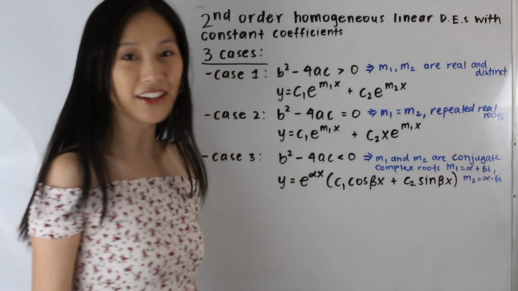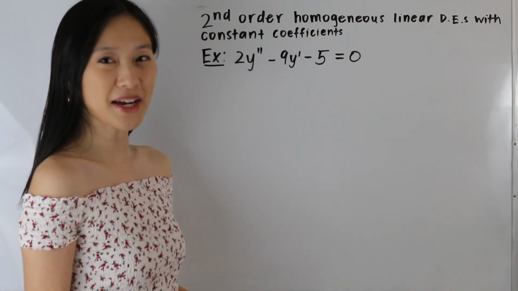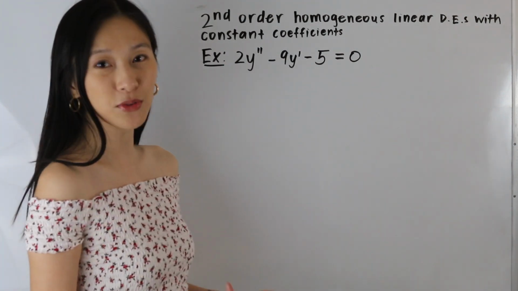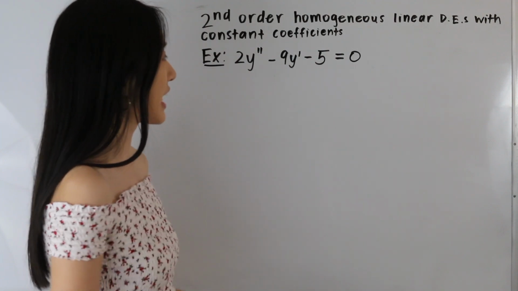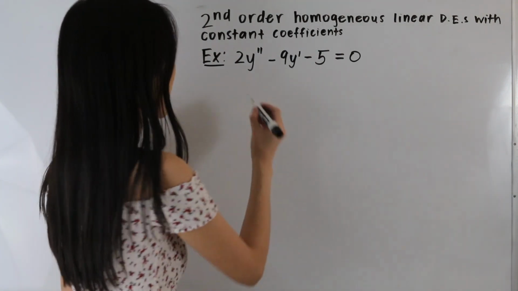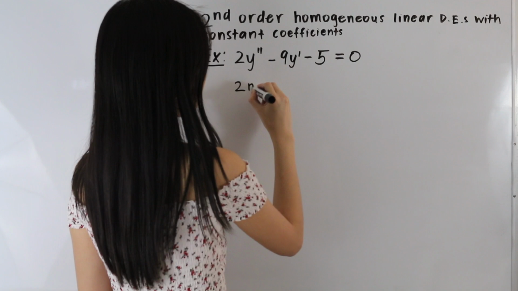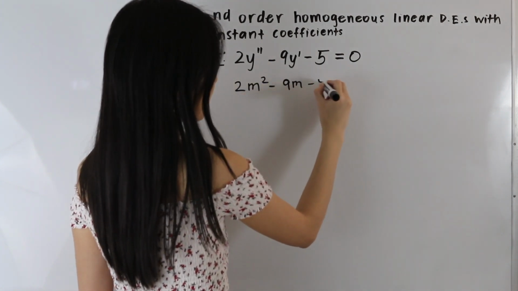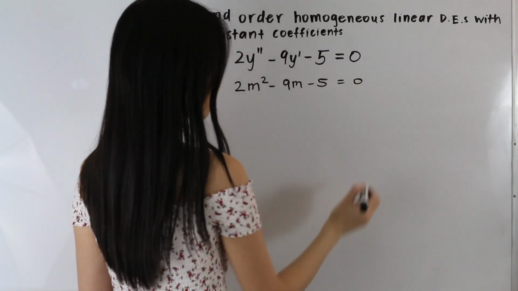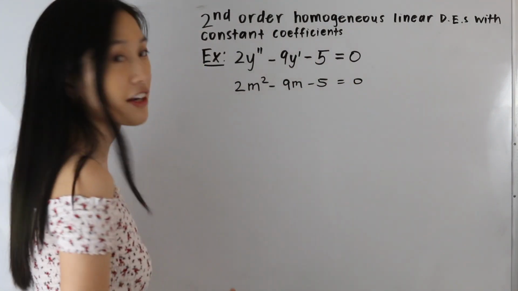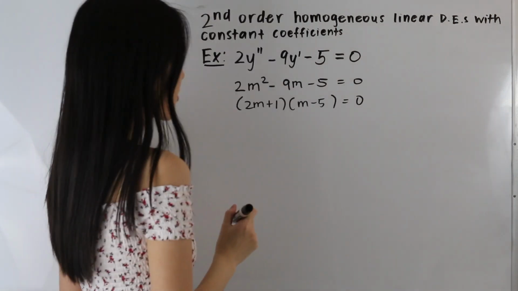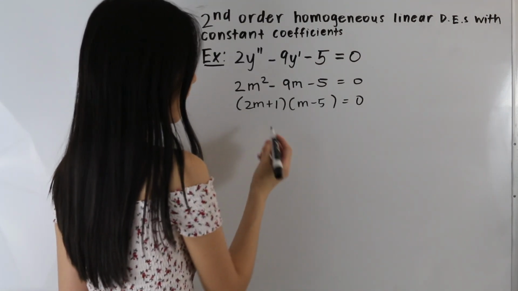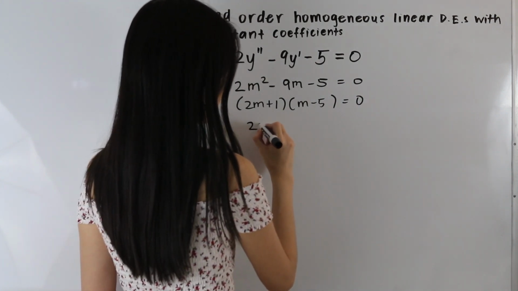So let's go ahead and take a look at some examples. So in this first example here, we have 2y double prime minus 9y prime minus 5y is equal to 0. So let's start out by writing our auxiliary equation. So we have 2m squared minus 9m minus 5 is equal to 0. And so from here, let's go ahead and factor. So this factors to 2m plus 1 times m minus 5, and let's go ahead and solve for our roots.